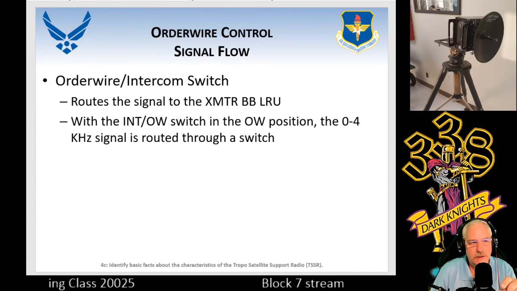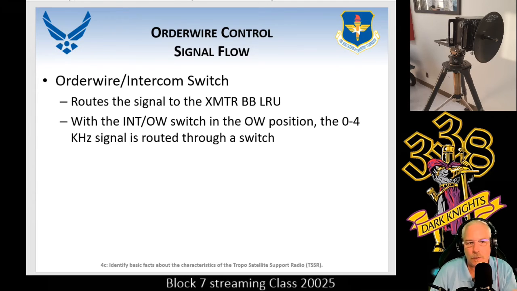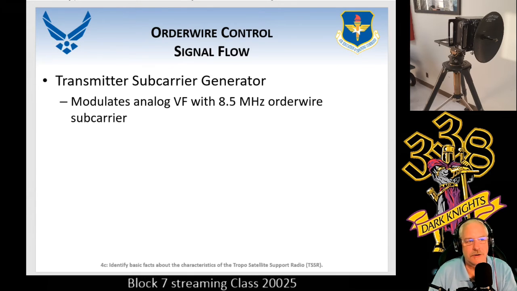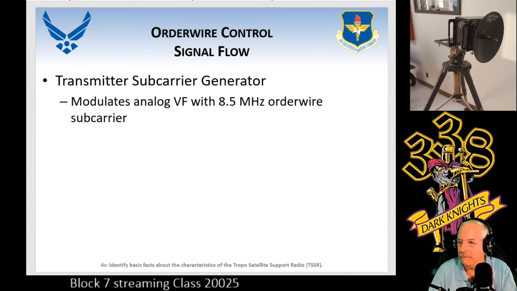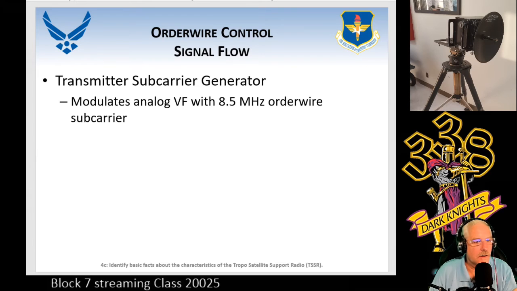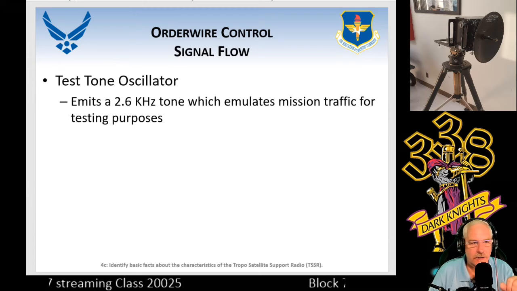So what does the Orderwire signal flow do? Well, there you go. You can look at the sentences there: it routes the signal, transmit baseband, and make sure that you're in the Orderwire position in order to talk to the distant end. Here's your transmitter subcarrier. This is going to modulate it. And when you get through the demodulator, it's going to get back into your analog where you can hear it on your handset. You have a test tone oscillator in there.